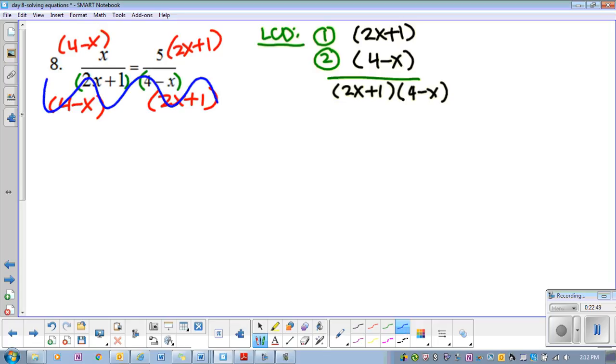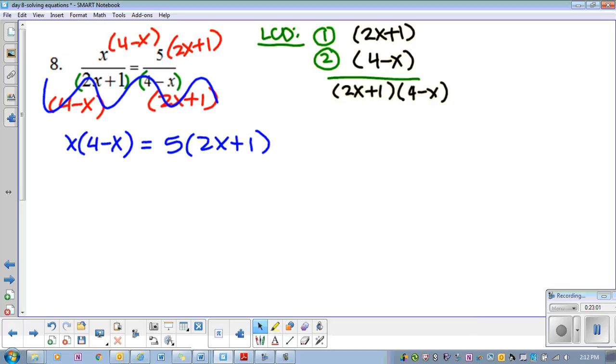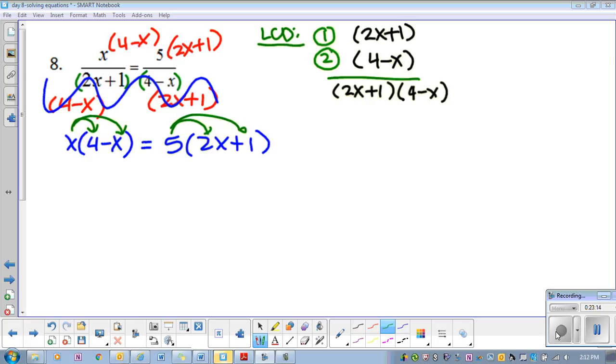And then you just cross out the bottom. And then you have x times 4 minus x equals 5 times 2x plus 1. I should probably move this over here to make it a little bit easier. There we go, align it better. Now it looks like we need to distribute on both sides. Do you agree? Okay, so x times 4 gives me 4x minus x squared equals 10x plus 5.